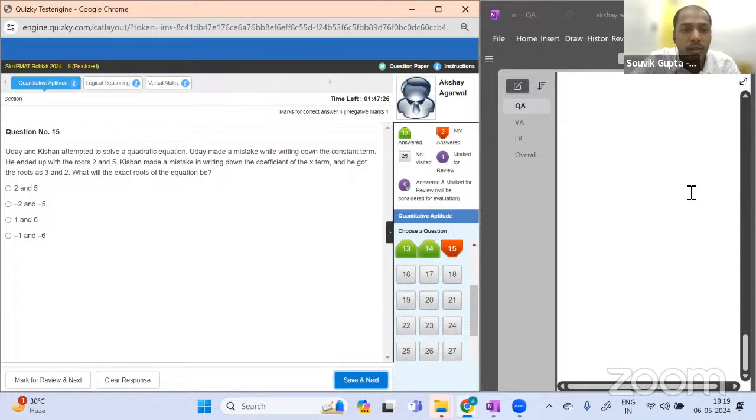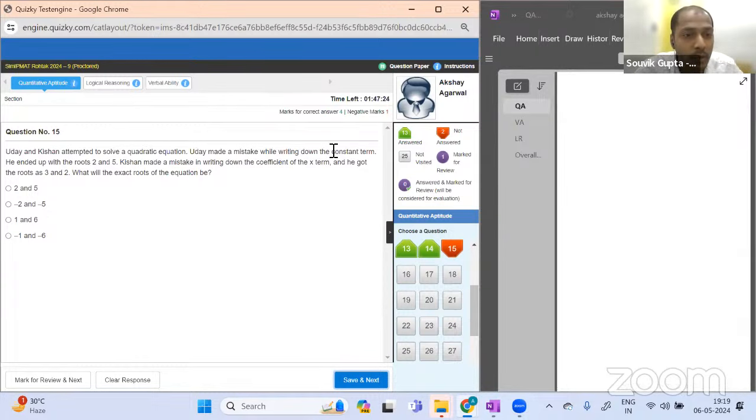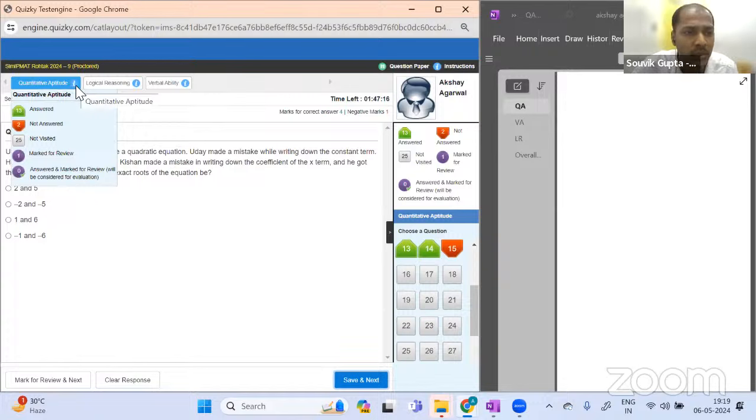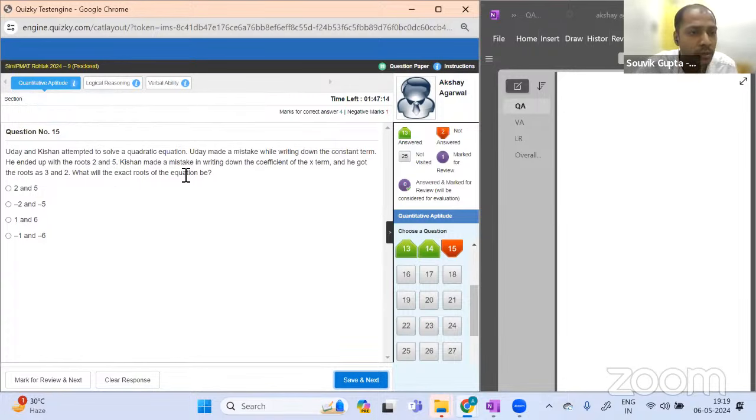Okay, Uday and Kishan attempted to solve a quadratic equation. Uday made a mistake while writing the constant term. I've seen this question, type A question. This paper seems to be easy. I think high scoring should be the key here, and I should make the most of the easy one.